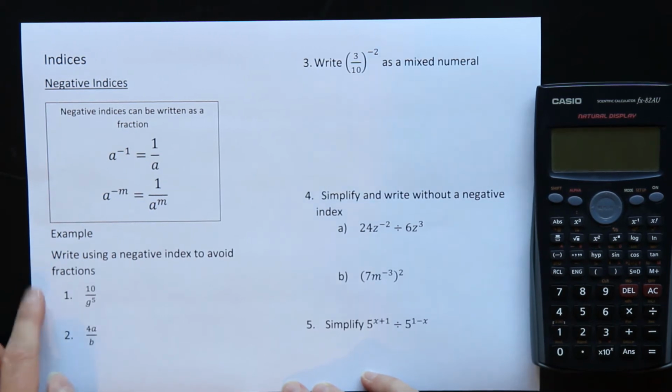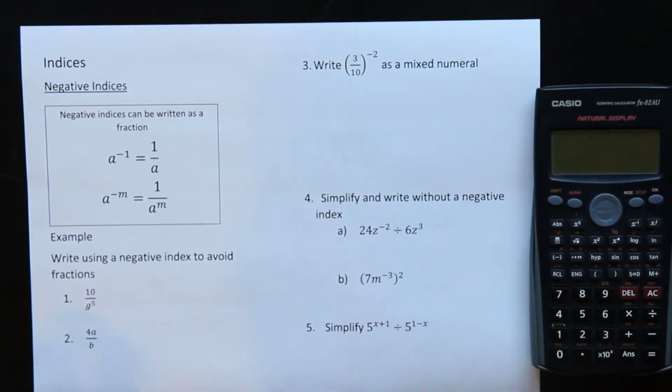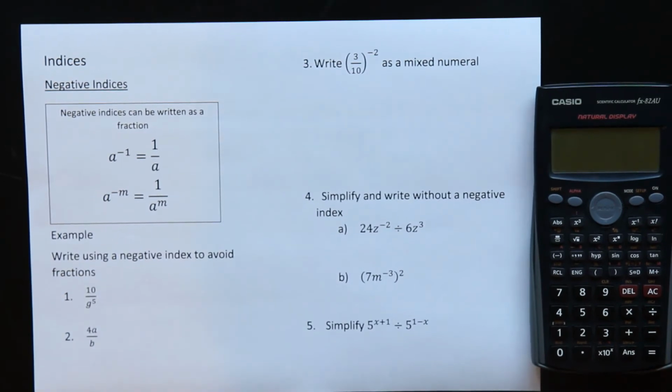Okay, so these first two are a little review of the last lesson that we did. So we just want to write using a negative index to avoid fractions. So we want to write them without fractions, so we're going to use negative indices to do that.